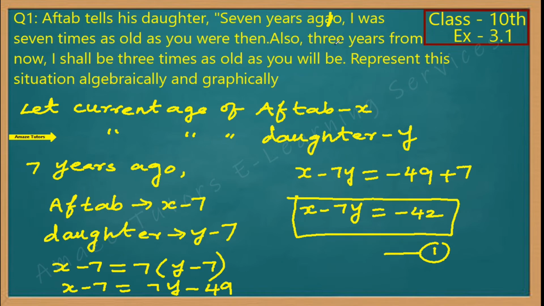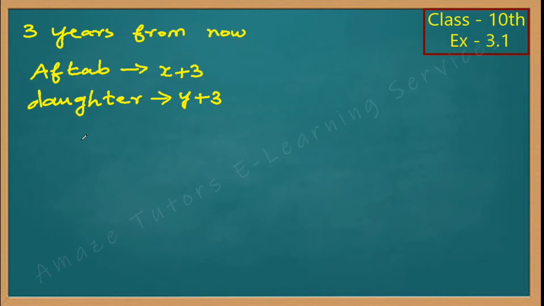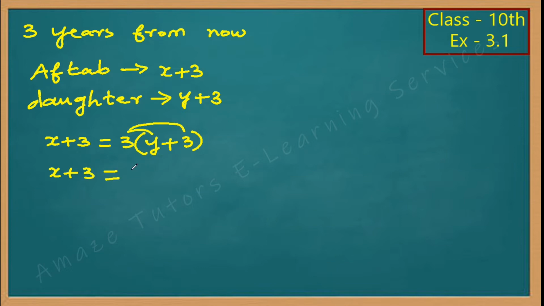Now, what is the condition? 3 years from now, I shall be, that means Aftab shall be, 3 times as old as his daughter. 3 times. Let me form the equation. Aftab will be 3 times as old as his daughter. So that's why x plus 3 is equal to 3 times y plus 3. Simplify, make it the simplest equation. 3y, 3 threes are 9.